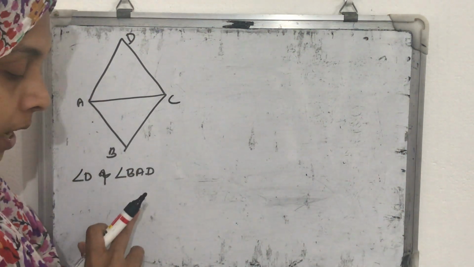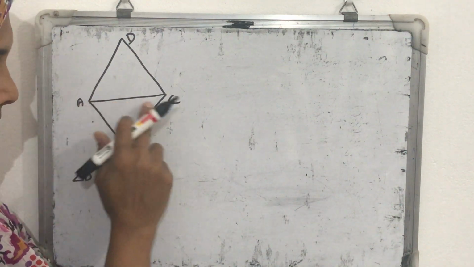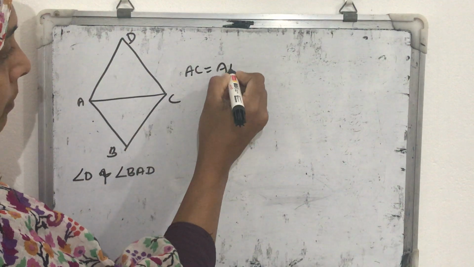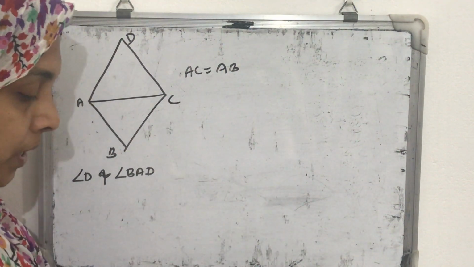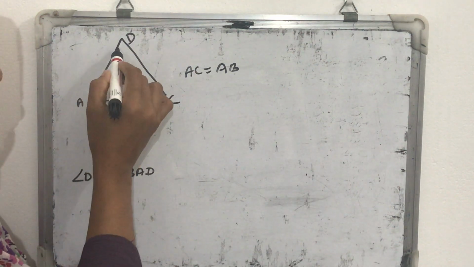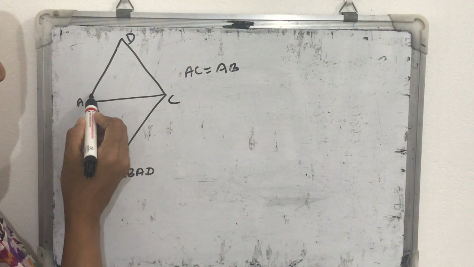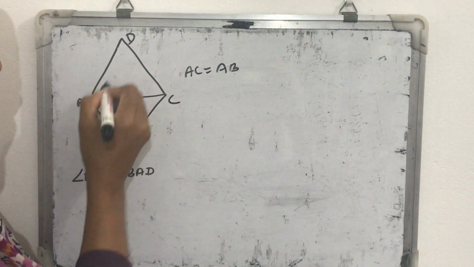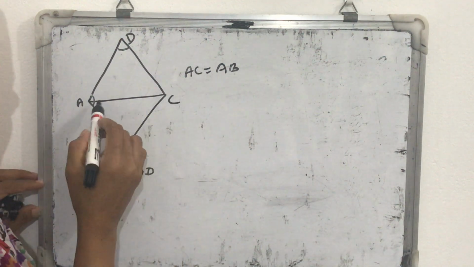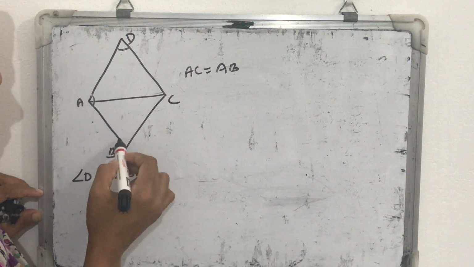First question was, in a rhombus ABCD, AC is equal to AB. That is given in the question. State the measure of angle D and angle BAD. We want to find out the measure of these two angles. So it is given AC is equal to AB. AC is a diagonal of this and AB is one side.